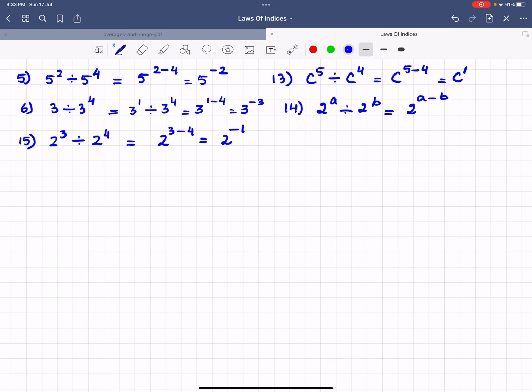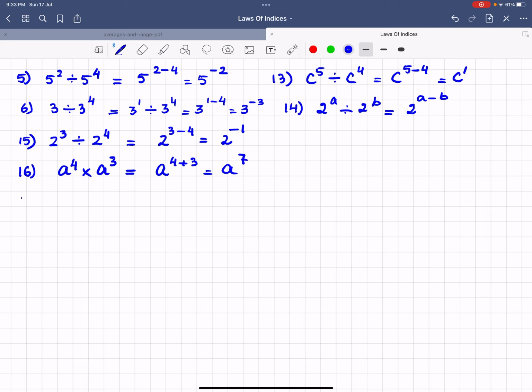Next question, 16th question. A to the power of 4 multiplied by a to the power of 3. When the bases are multiplied, powers are added. Therefore, a to the power of 4 plus 3, that is a to the power of 7.